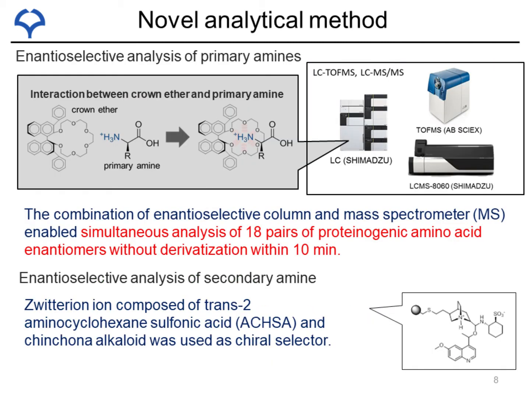The method enables the simultaneous analysis of 18 pairs of proteogenic amino acid enantiomers without derivatization within 10 minutes by liquid chromatography mass spectrometry on a chiral crown ether stationary phase. On the other hand, secondary amines such as proline can be analyzed using a column with a cinchona alkaloid as a chiral selector.